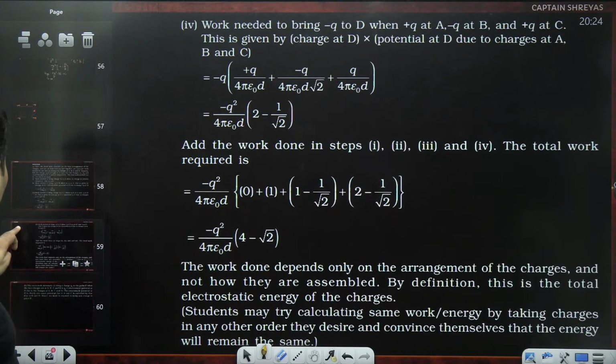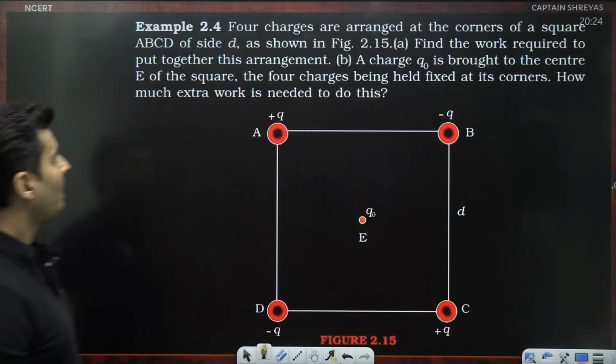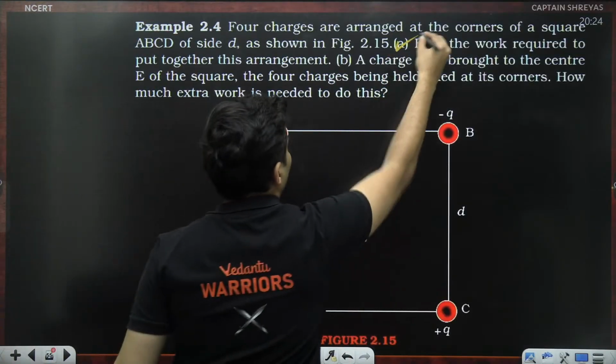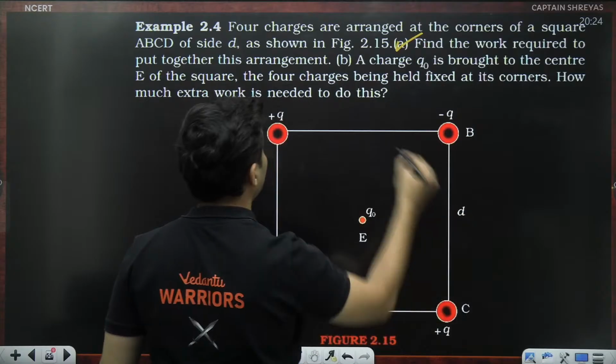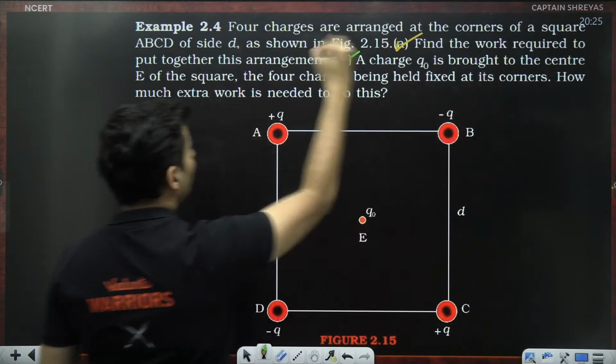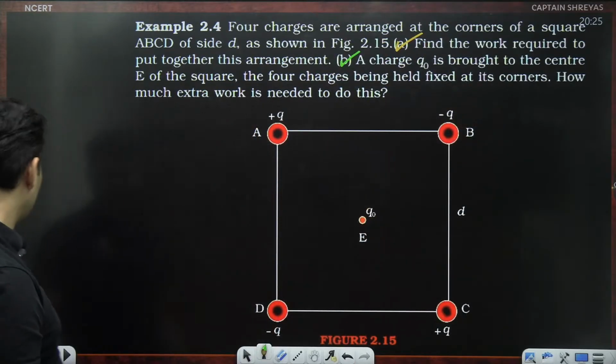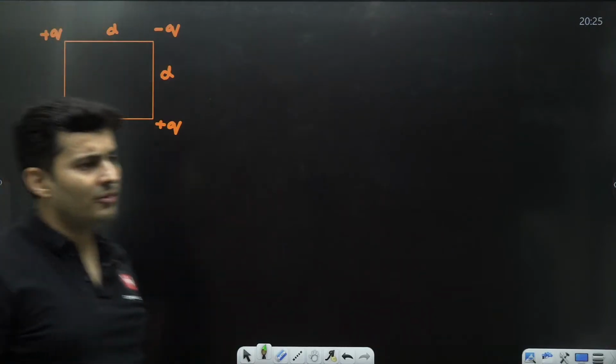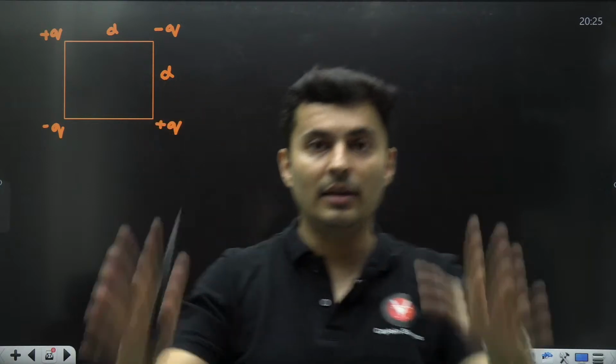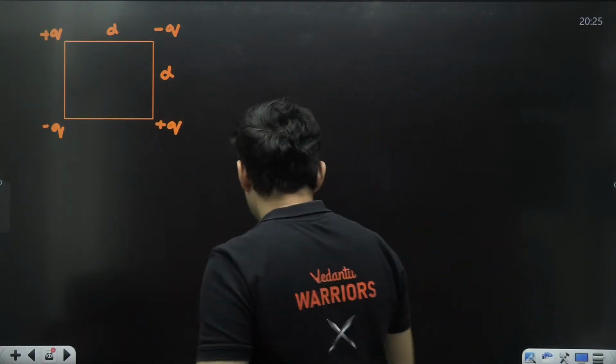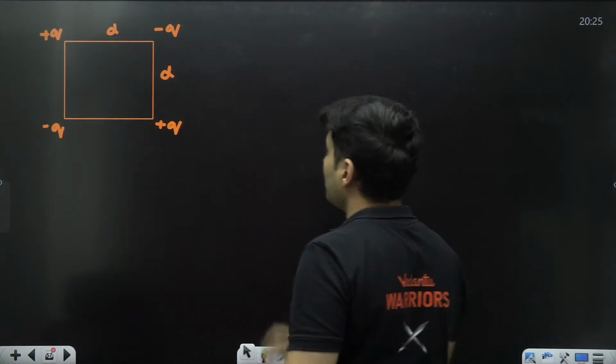Perfect. Now coming to the next part. The first part is done. Let's go to the next part. What does the next part say? A charge is brought at the center. How much extra work do you need to do? See, already the system is configured. You don't have to break your head now. Right now, this particular system has some energy.